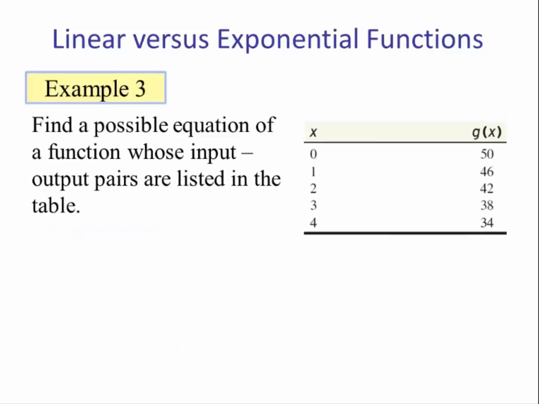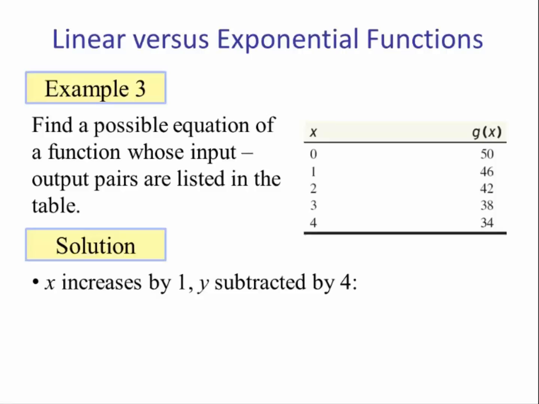Example 3. Find a possible equation of the function whose input-output pairs are listed in the table. So as x increases by 1, g of x is decreasing. So we go from 50 to 46, from 46 to 42. This is decreasing by the same amount. 50 minus 46 is 4. 46 minus 42 is 4. 42 minus 38 is 4. So this is not an exponential function.